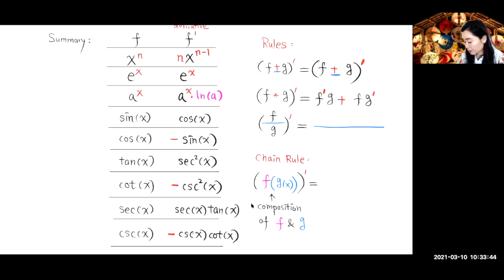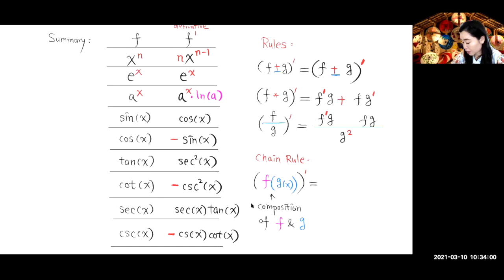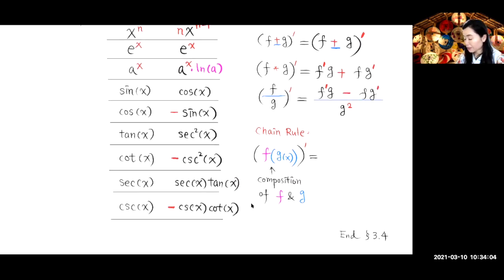And then we also learned about the quotient rule. So it will be g squared in the denominator, and in the numerator, f prime times g minus f times g prime. You got it. Now the chain rule.